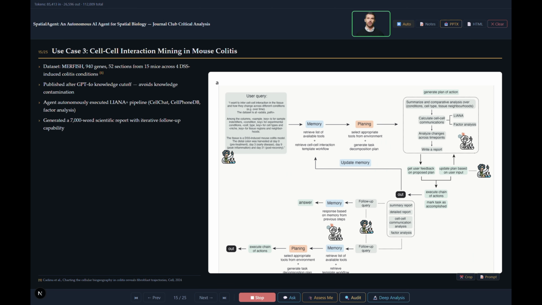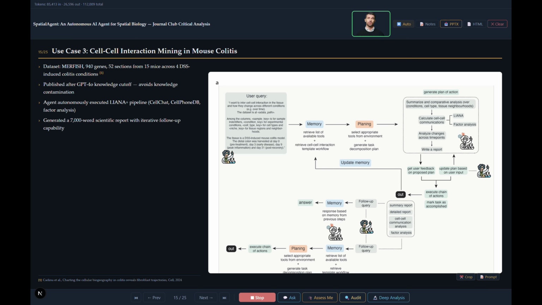Use Case 3 is perhaps the most ambitious. Open-ended discovery on a dataset published after GPT-4o's knowledge cutoff, which is an important methodological choice to avoid knowledge contamination. The agent autonomously ran a multi-step analysis pipeline on a DSS-induced mouse colitis dataset, summarizing condition-specific cell compositions, computing cell-cell communication scores using LIANA+, performing factor analysis, and generating a comprehensive 7,000-word report.